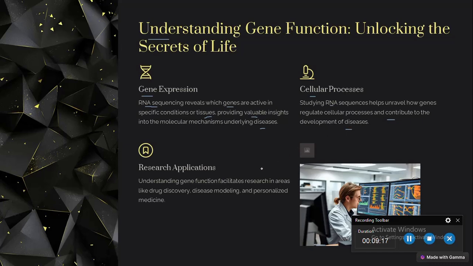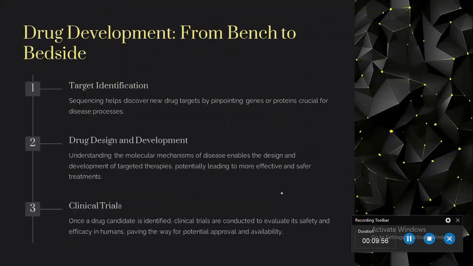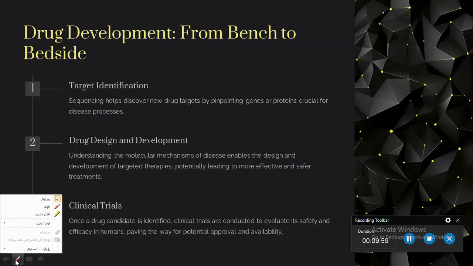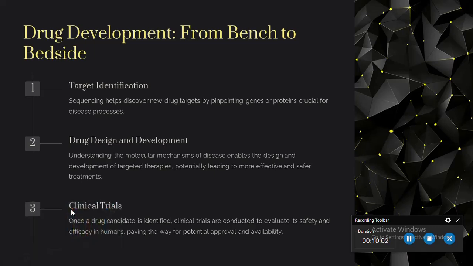Research application. Understanding the gene function will facilitate research in the area of drug discovery, disease modeling, so that I can make a more similar animal model for the disease. Okay, I know the gene that is disrupted in this pathogenic pathway, and I design an animal model through disrupting the same gene. And at the last, personalized medicine. I can target drugs to this specific problem. Okay.